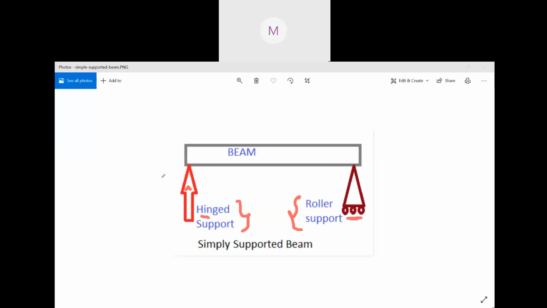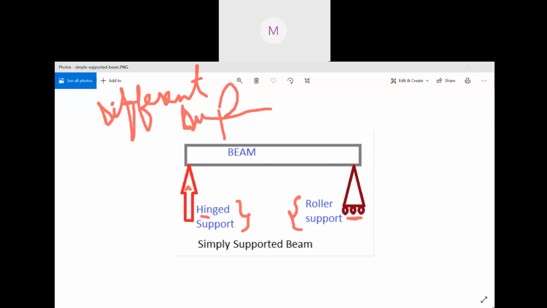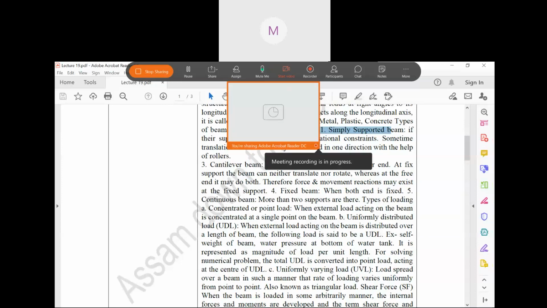So this is a beam. These are the two different supports in a beam. Okay, so these are the two supports. Remember these things, these are very important. So, different types of supports. Now let us go. So here only, just now we discussed it.